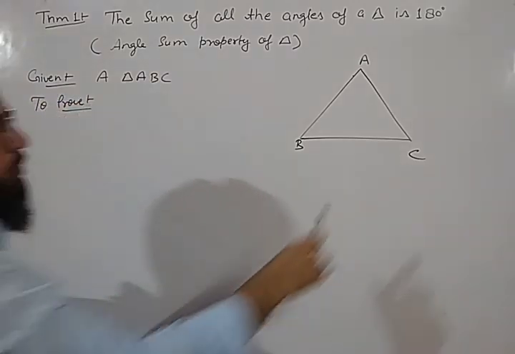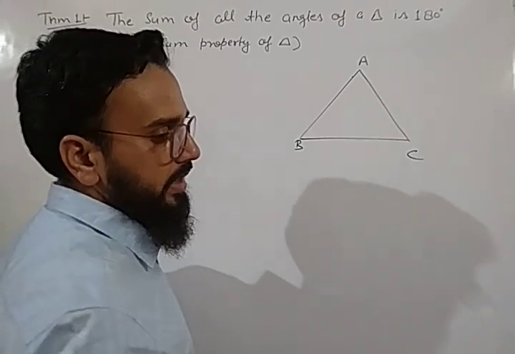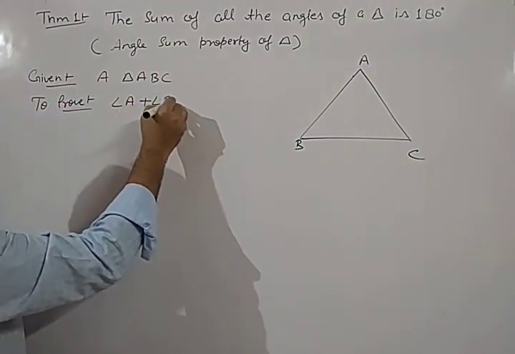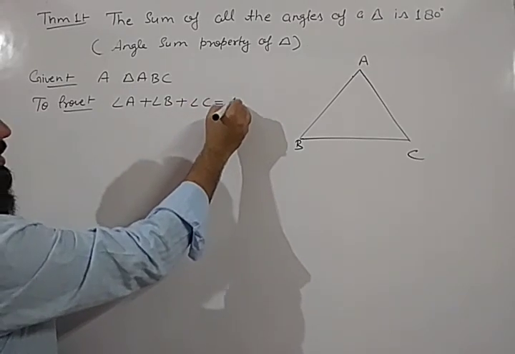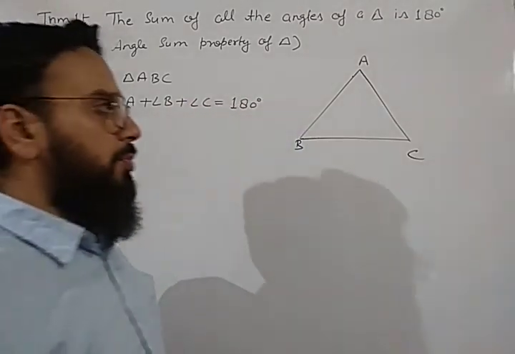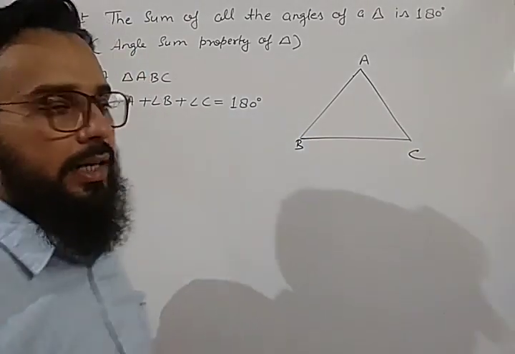What we have to prove? We have to prove the sum of all the angles of a triangle is 180. It means we have to prove angle A plus angle B plus angle C is equal to 180 degree. So we have to prove the sum of all the three angles is 180 degree.